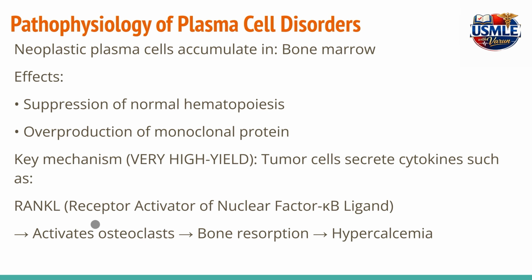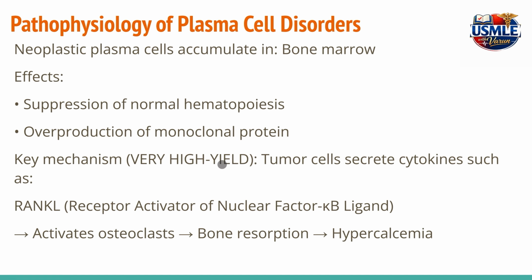Now let's try to understand the pathophysiology of plasma cell disorders, like how it develops. These neoplastic plasma cells accumulate in the bone marrow, and this leads to two major problems. The first one is suppression of normal hematopoiesis, and the second one is overproduction of a monoclonal protein.